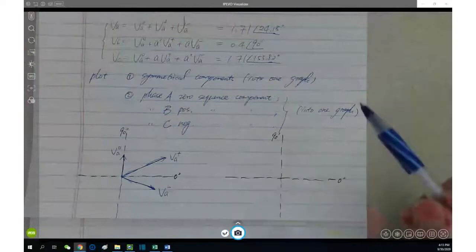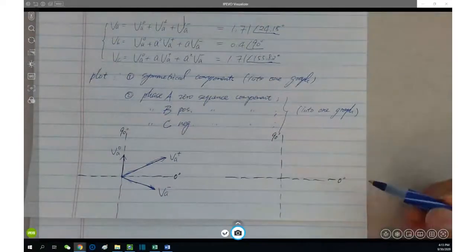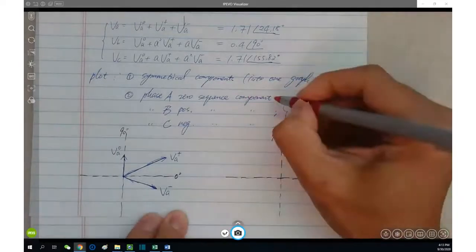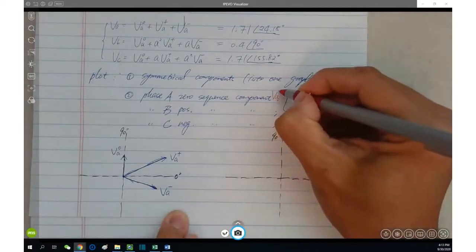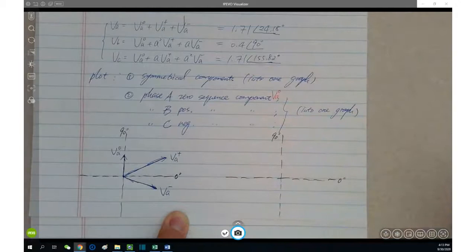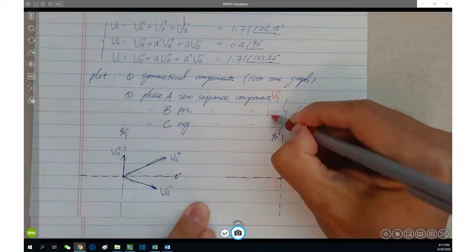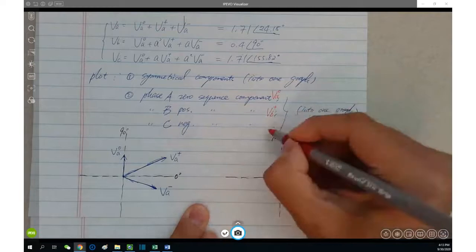So first, phase A0 sequence. Phase A0 sequence, you need to be clear. Who is it? VA0, right? You obviously need to be clear. Who are they? VA0, okay. Phase B positive sequence, VB plus. Phase C negative sequence, VC minus.